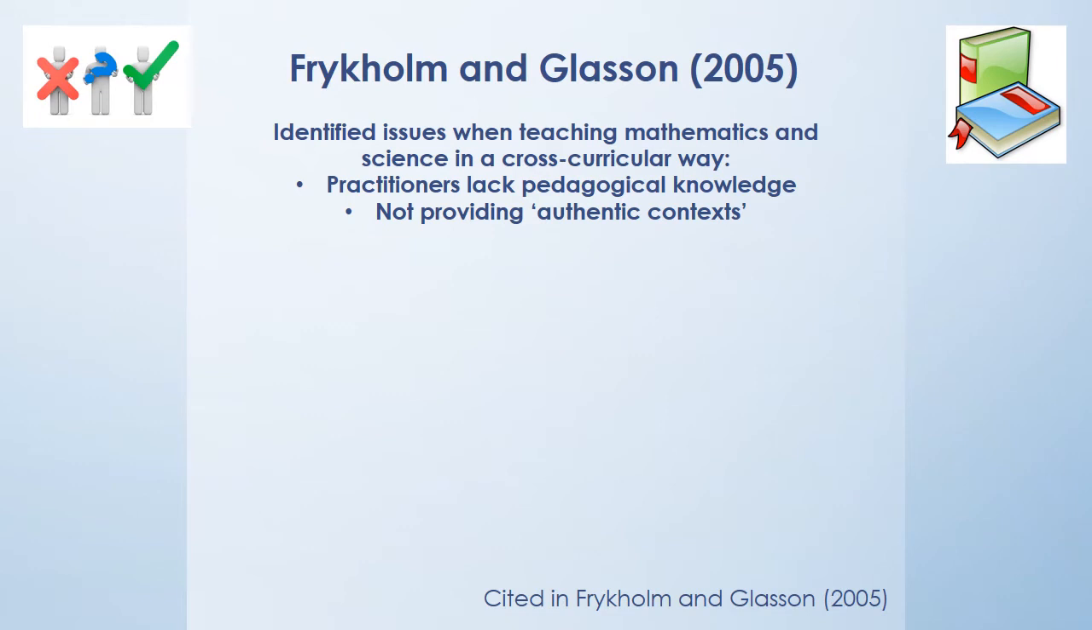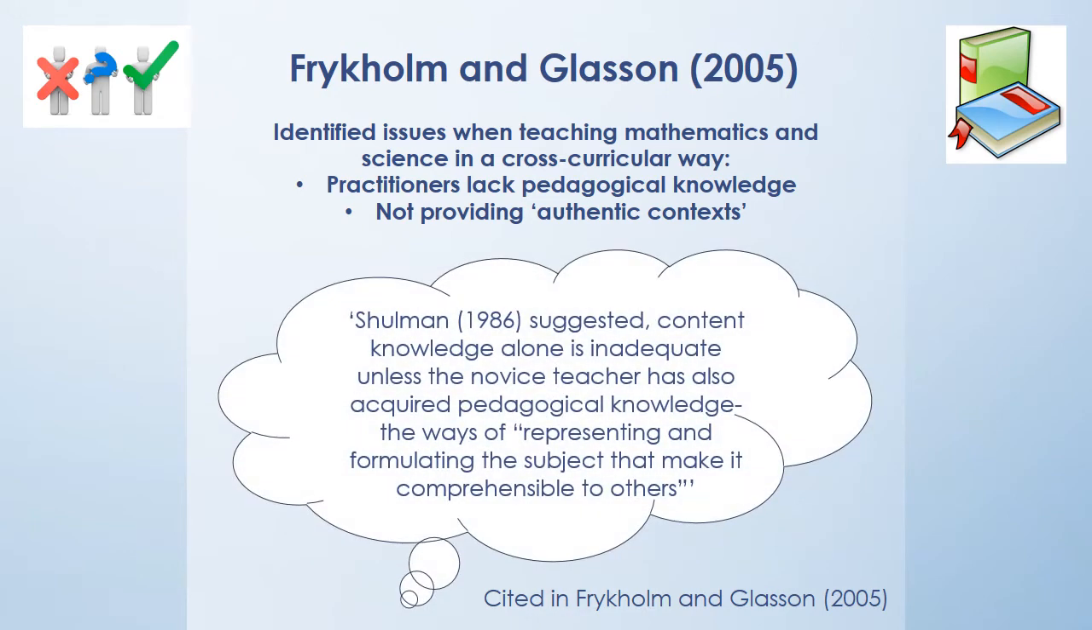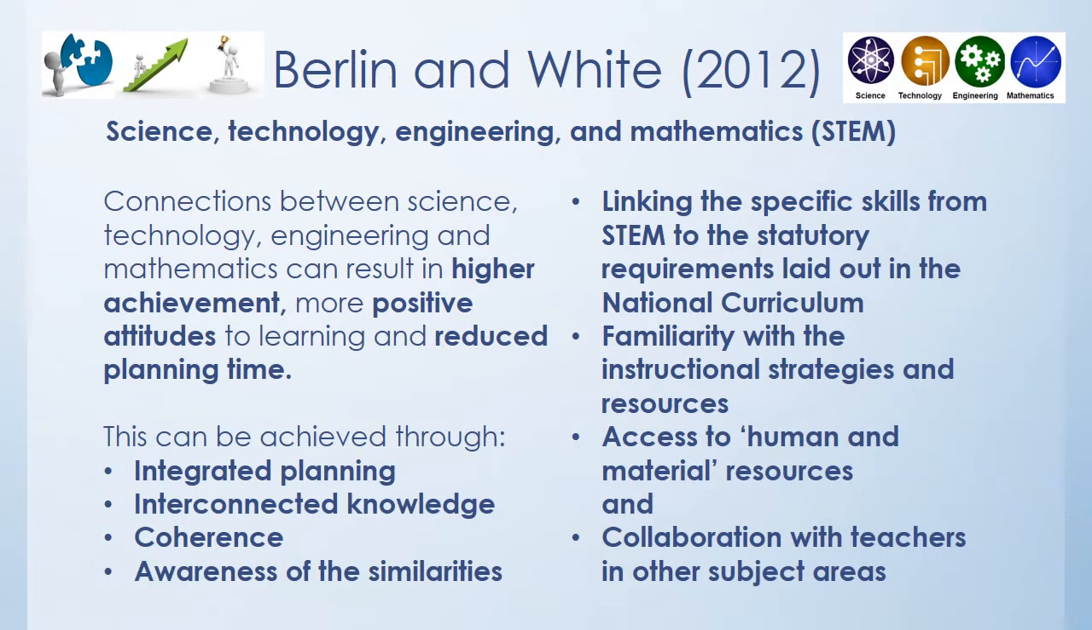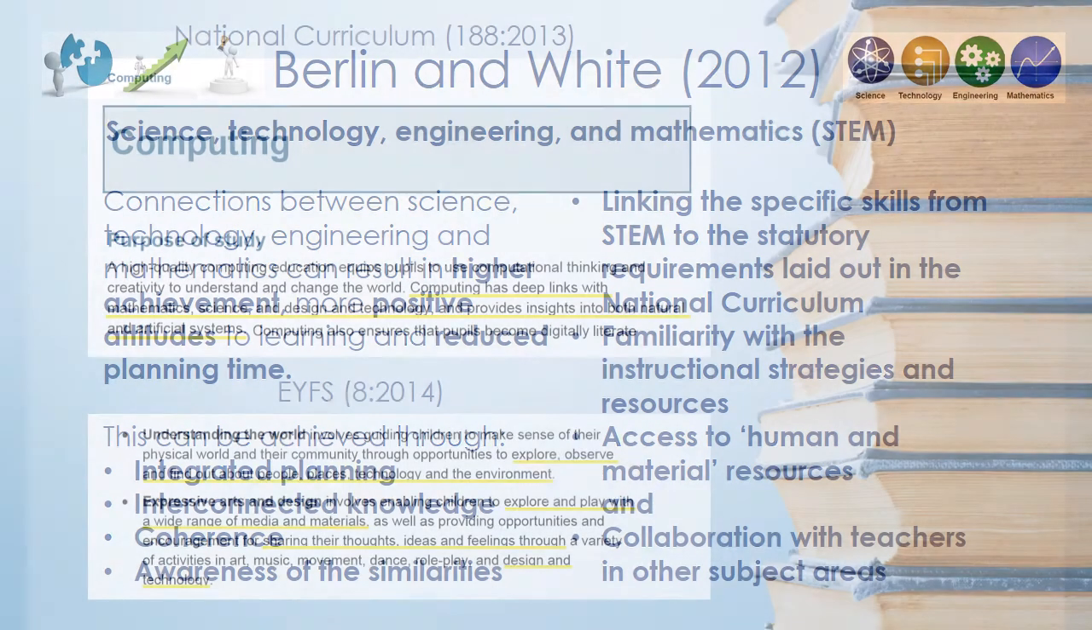There may be issues when teaching mathematics and science in a cross-curricular way, as practitioners may lack the pedagogical knowledge to enable them to link the subjects effectively, providing authentic context where pupils can develop their subject knowledge. Berlin and White found that the connections between science, technology, engineering, and mathematics can result in higher achievement, more positive attitudes to learning, and reduced planning time.